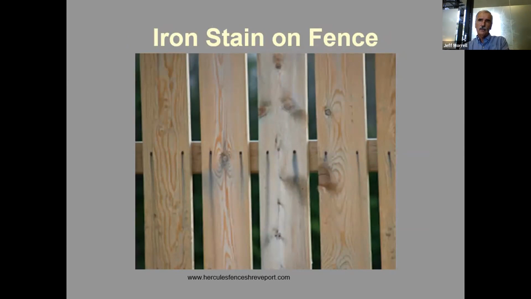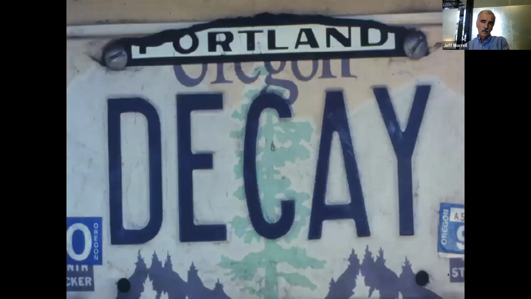You sometimes see that on freshly constructed decks where sand or dust that has iron in it lands on the wood. The wood gets a little wet and that iron reacts with the tannins in the wood to cause the deck to go a little black. But structurally, it's not damaged.